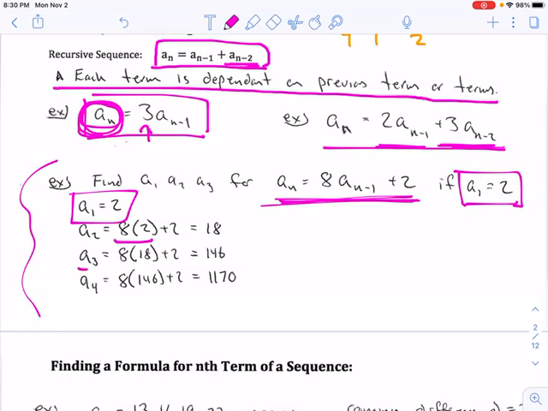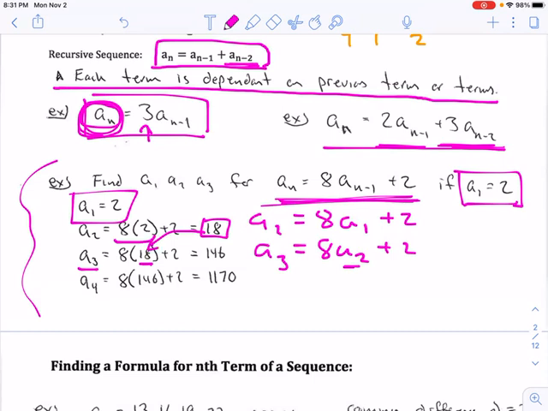Well, a sub 3 is equal to 8 times a sub 2 plus 2. I'm going to write this out up here. A sub 2 was equal to 8 times the previous term, a sub 1, and then another 2. And so a sub 2 is 18. We get that from here. That just goes right into there. And 8 times 18 is 144, plus 2 is 146.